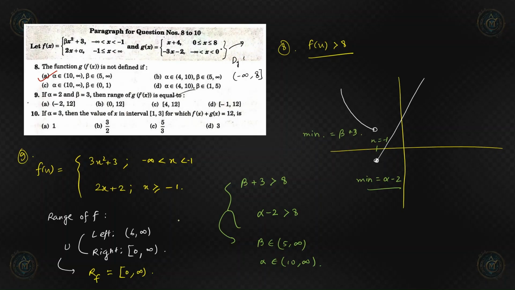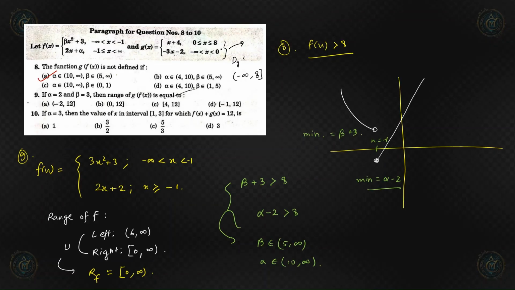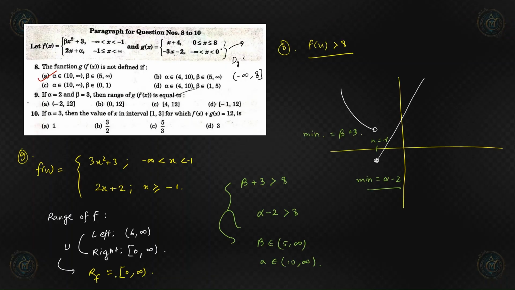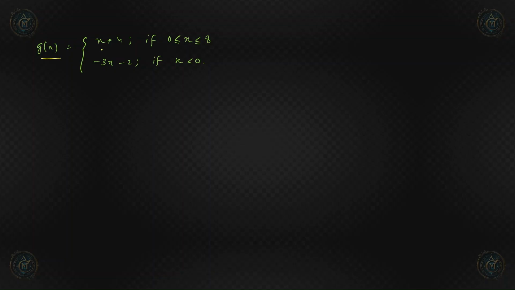Then let us work on the definition of g(x). g(x) is x + 4 if 0 ≤ x ≤ 8, and it is equal to -3x - 2 if x is less than 0. As we are working with this branch, g(x) = x + 4, since x lies in [0, ∞), we have to consider this definition of g(x). That means g of f(x) will be simply f(x) + 4.